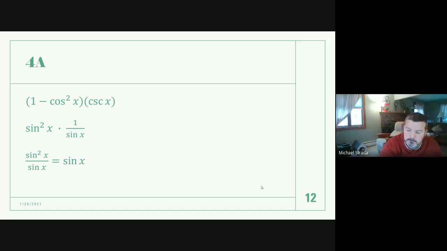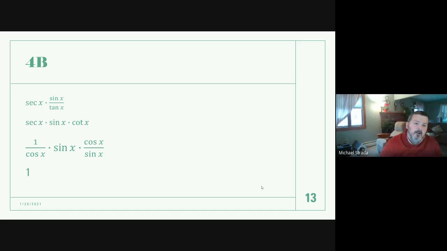Everybody good? All right, there's 4b, secant x times sine x over tangent x. Since it's a rational expression, I would use the inverse with the tangent first and move it up from the denominator to the numerator. The inverse or the reciprocal of tangent is cotangent. So it gets rewritten as secant x times sine x times cotangent x.